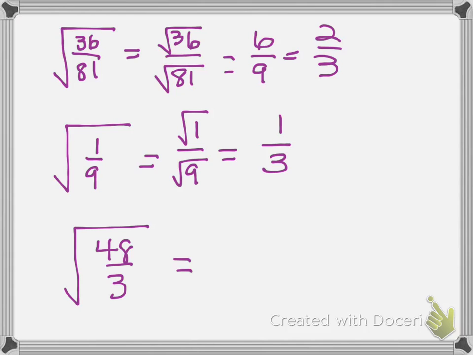48 over 3. Do you know what 48 over 3 is worth? Do you know? 16. It's worth 16, isn't it? Because 48 divided by 3 is 16. So that fraction is actually, quite frankly, just the square root of 16, which is 4. That wasn't so bad, was it? All right, looks scarier than what it was.